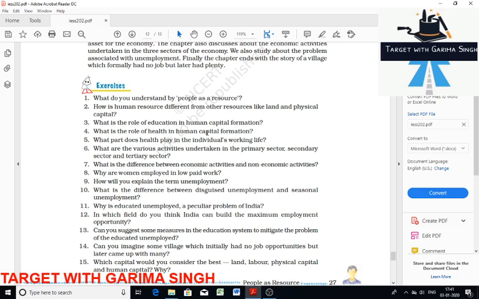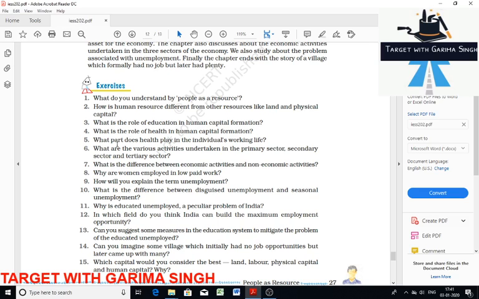Next is, what is the role of health in human capital formation? Health plays an important role in human capital formation. A healthy person is more likely to realize his full potential and can become an asset for the economy. An unhealthy person is less likely to realize his potential and can become a liability for the economy.